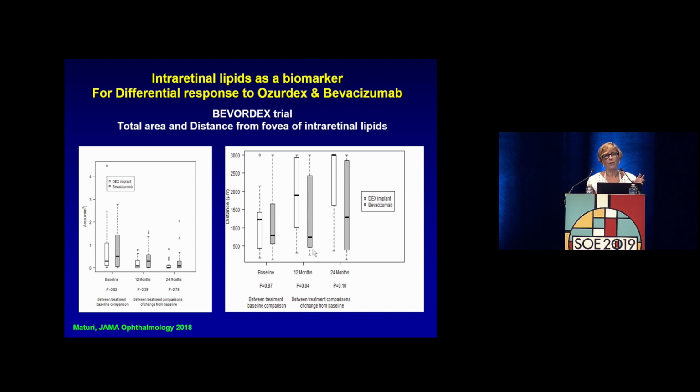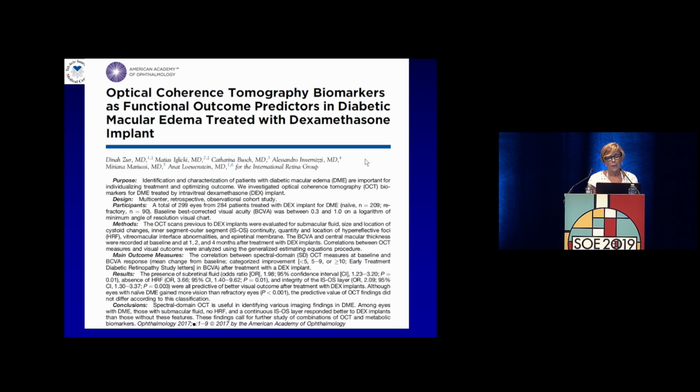Another biomarker that is an ocular one is the existence of intraretinal lipids. And it has been shown in the Bevodex trial that even though both drugs were the same, when you look at the area of intraretinal lipids and at their distance of the fovea, the patients that were treated by Ozurdex, plotted in the white columns here, did actually better than the patients that were treated with bevacizumab.